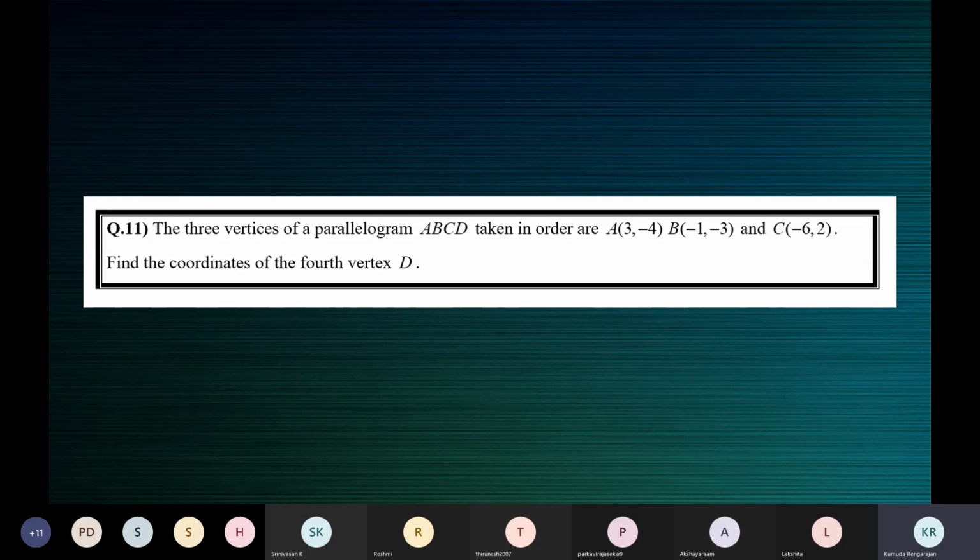The three vertices of a parallelogram ABCD taken in order are given to you. Find the coordinates of the fourth vertex D. You know the coordinates of A, B, and C. You need to find the coordinates of D.